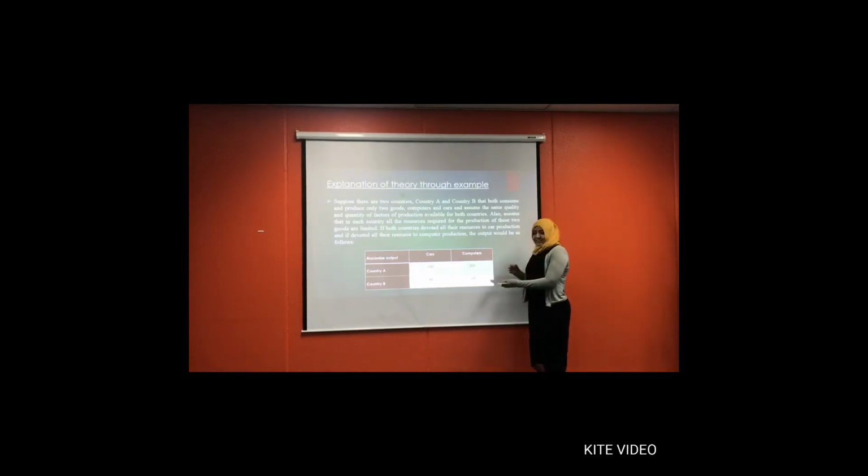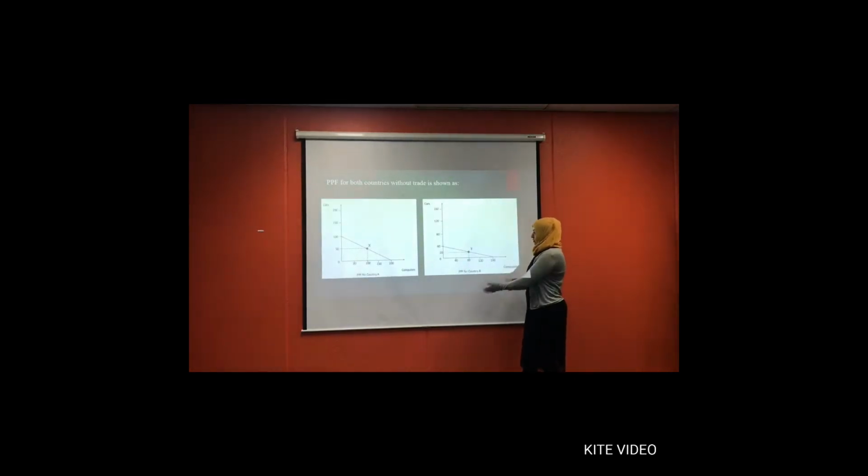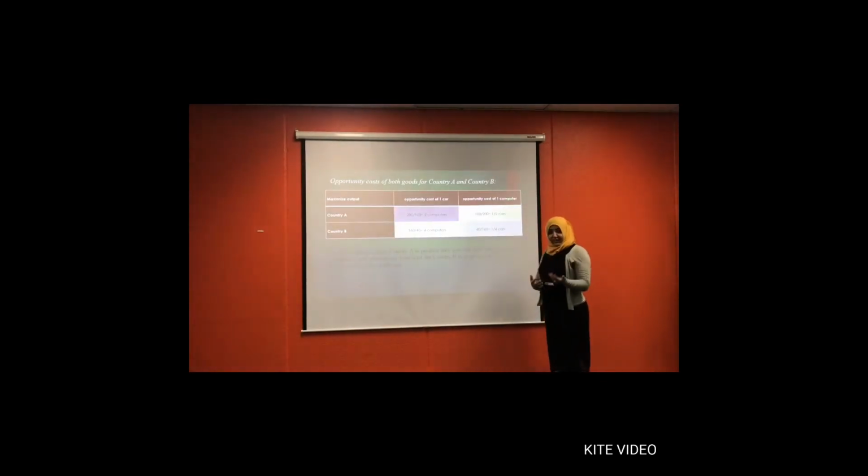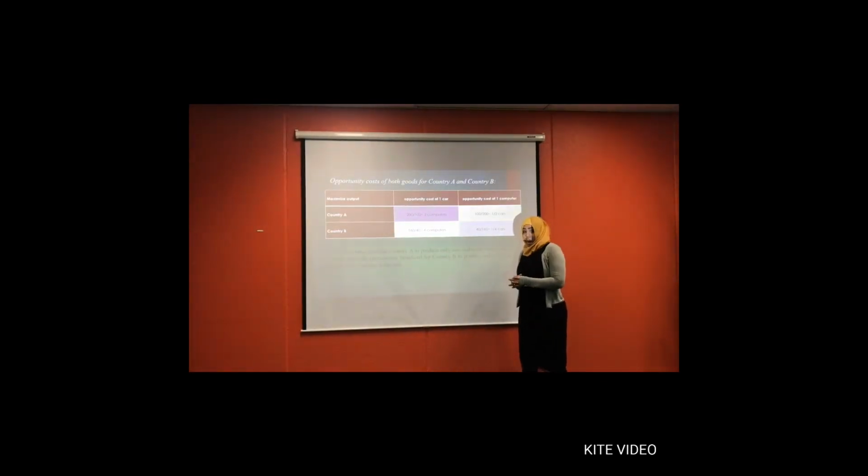The table over here represents the maximum production by two countries, country A and country B. Here we can see the PPF for both countries, before trade. The X and Y points represent the maximum production both countries can have by using half of their resources in the production of computers and cars. After that, to find which country has the comparative advantage in which good, we have to calculate the opportunity cost, which tells us that country A has a comparative advantage in the production of cars and country B has a comparative advantage in the production of computers.